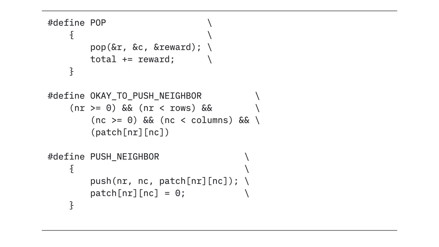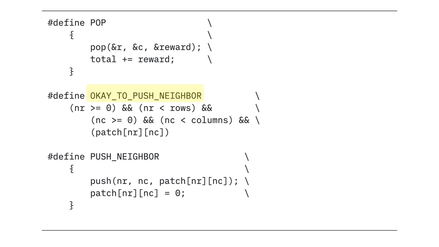Here we have just set up a few preprocessor definitions to make some of the code that comes later a bit cleaner. Pop will send the addresses of variables r, c, and reward, which will exist in a later context, to the pop function we created earlier. These variables will represent the row, column, and reward of a popped pumpkin respectively, and we might as well add the reward to a variable total that will exist in a later context here too.